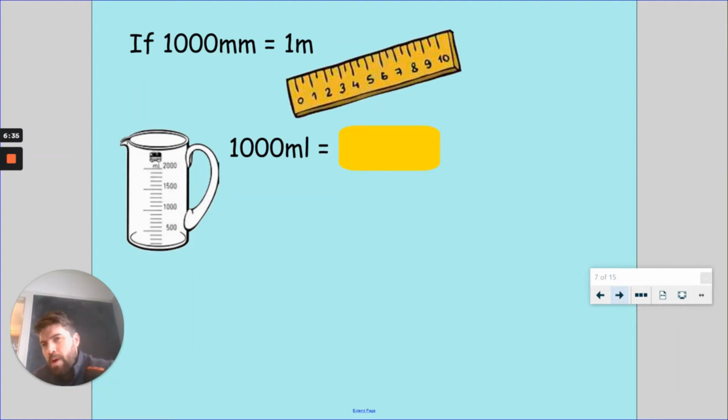So what would 1,000 milliliters be the same as? It's a litre. So 1,000 milliliters equals 1 litre. Those are our two key conversions today. They're all we need to complete all of today's questions.